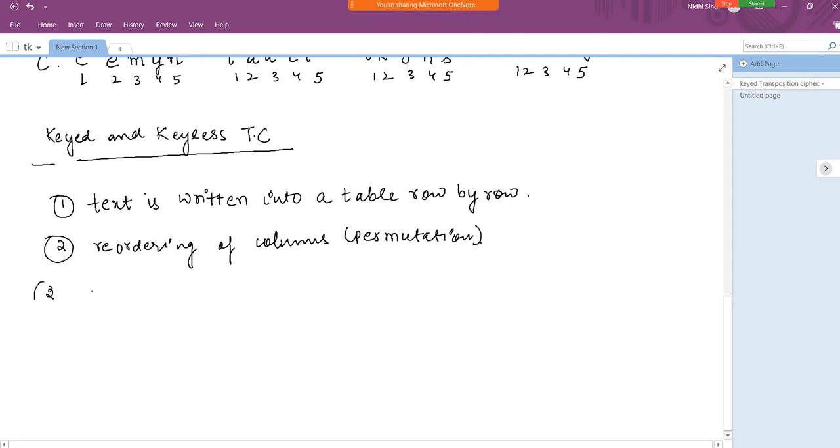Then the third one is the same. Because you have written your text into the table row by row, you have to read it in order to generate the ciphertext column by column. So the text will be read column by column.